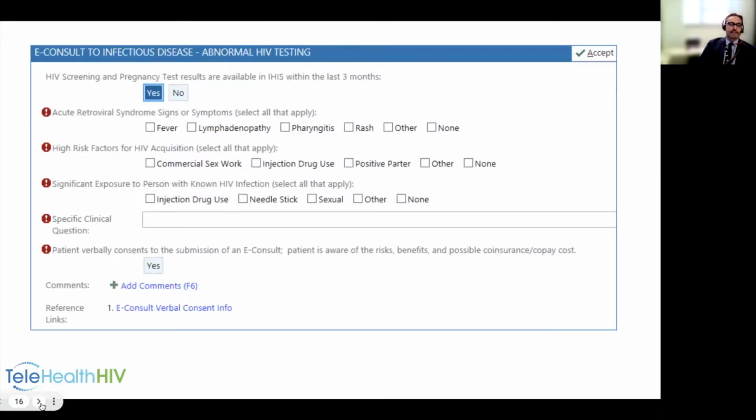So as I mentioned, we have e-consults for almost anything you can think of with infectious diseases, but this is just our order. This is a screenshot of our order for abnormal HIV testing. People put down whether there's acute retroviral syndrome, signs or symptoms, their risk factors, significant exposure, whether it's injection drug use or sexual or something else, a specific clinical question, and then they have to consent to it. Next slide.